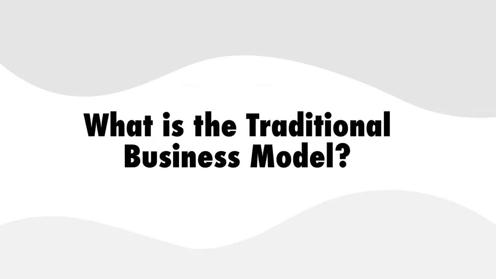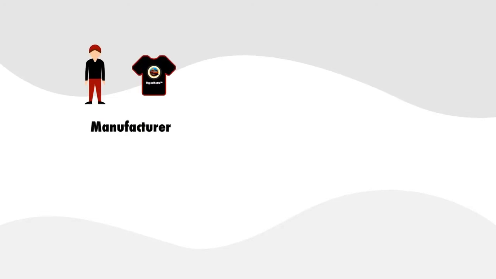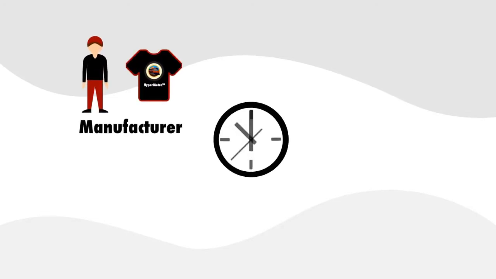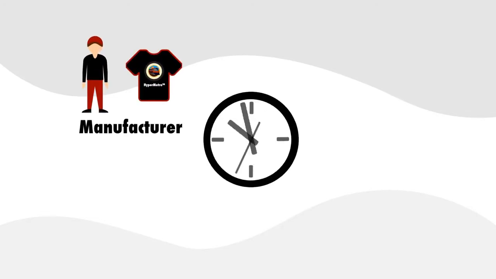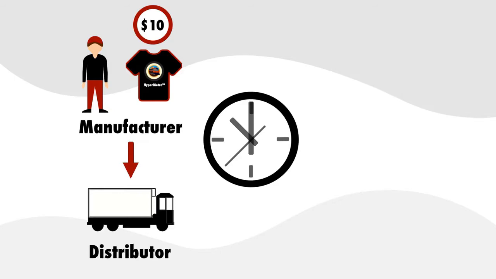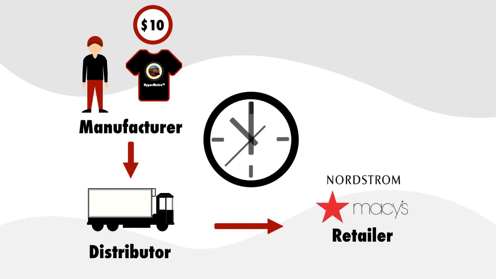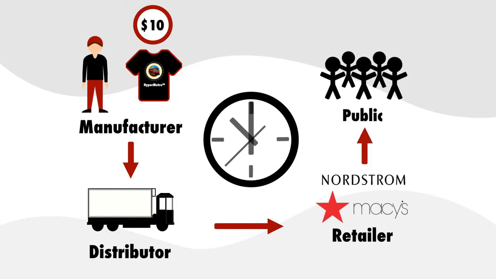Well, first you need to understand what the traditional business model is. To give an example, let's say you want to start a business that makes custom t-shirts. After spending hours and hours making all your t-shirts, you are finally ready to sell them at $10 a piece. In this case, you need to sell your shirts to a wholesale distributor. The distributor will then sell, ship, and deliver the shirts they bought to a retailer, like Macy's or Nordstrom, who will then sell to the public.